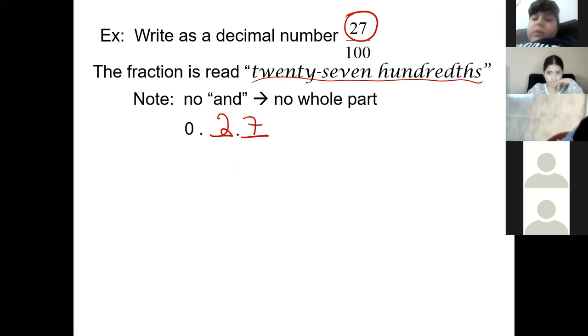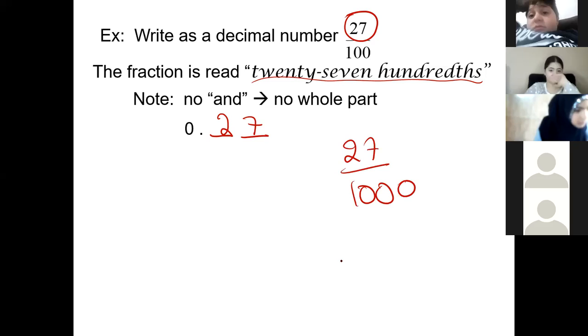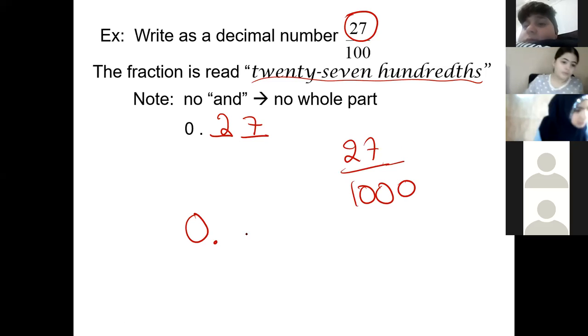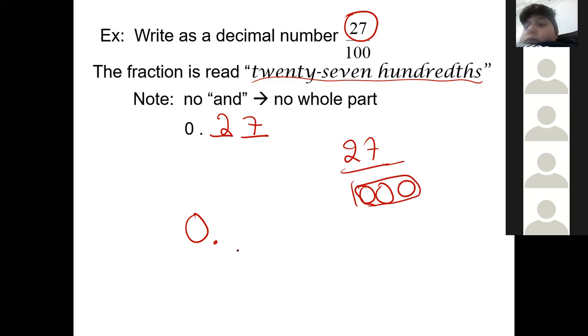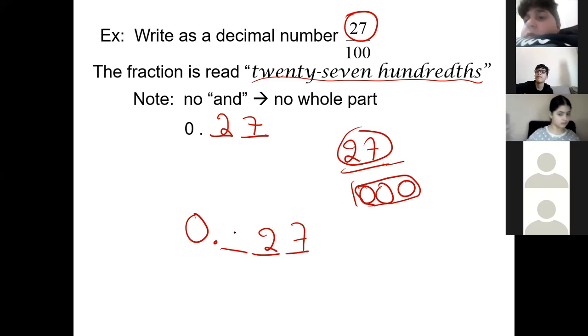So 27. Teacher, if we have hundredths and thousandths and ten thousandths, we put 0. Listen a little, Jude. If we have, Mohammad, 27 over 1000, okay? First the whole part is 0, point. Since we have 1000, we have 3 zeros, meaning 3 digits in the decimal part. We have 2 and 7, we put them at the end, and there is an empty space, so we fill it with 0.